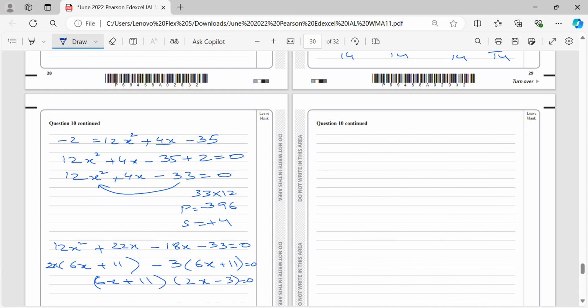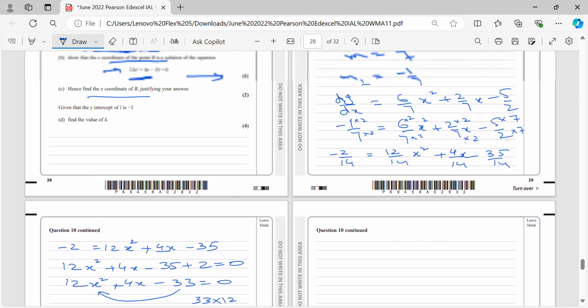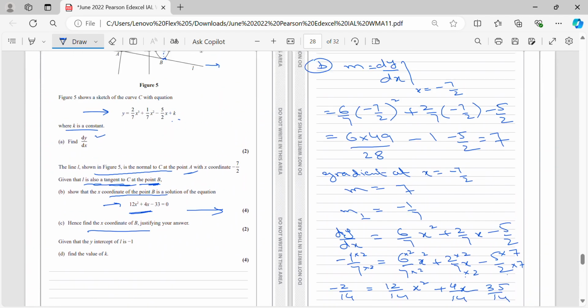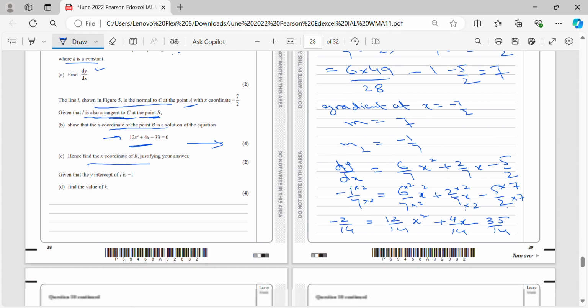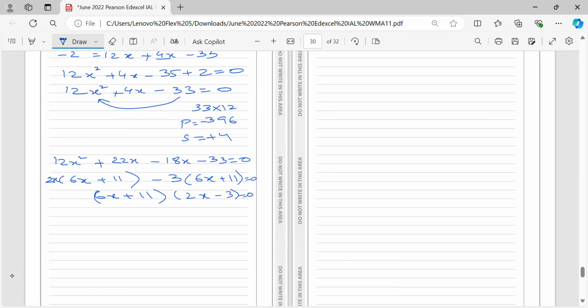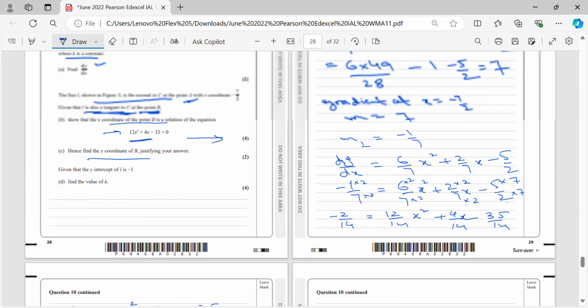Now let's check what x is at B. B is positive, so the x coordinate is positive at B. So I will take 2x minus 3 equals 0 and x equals 3 over 2. Right? So this is done. Now let's move on to the D part.